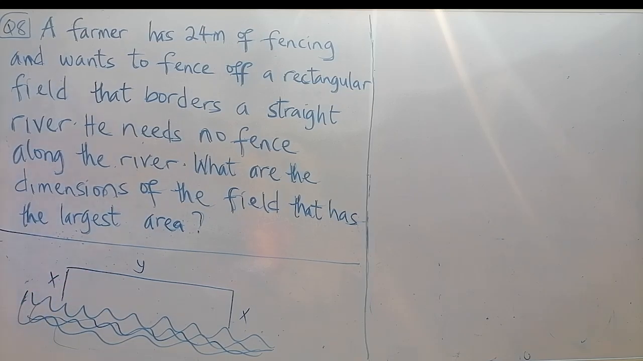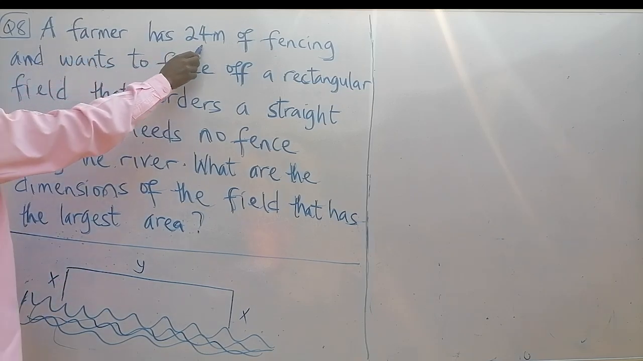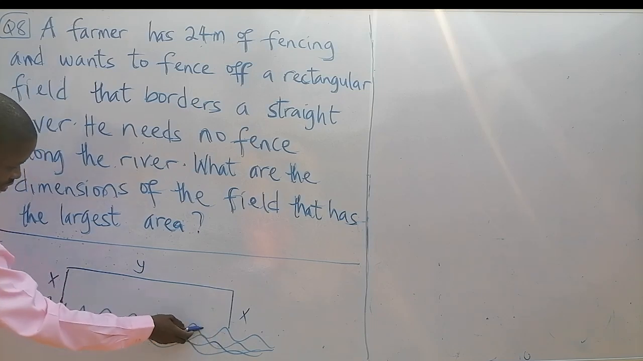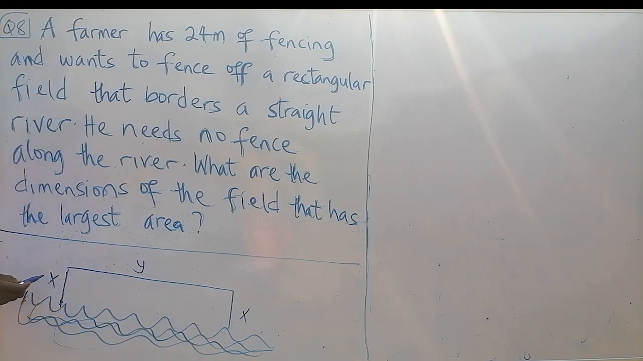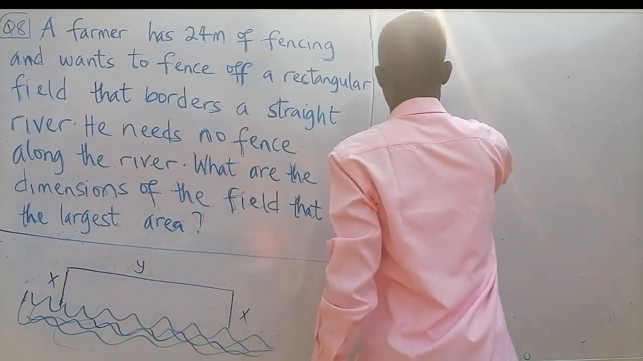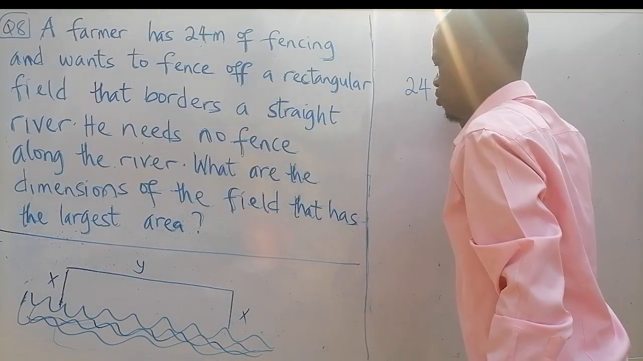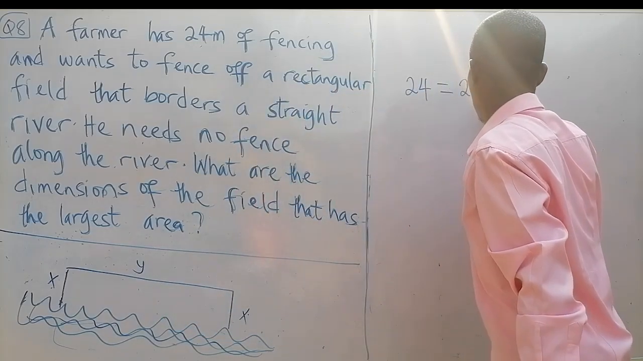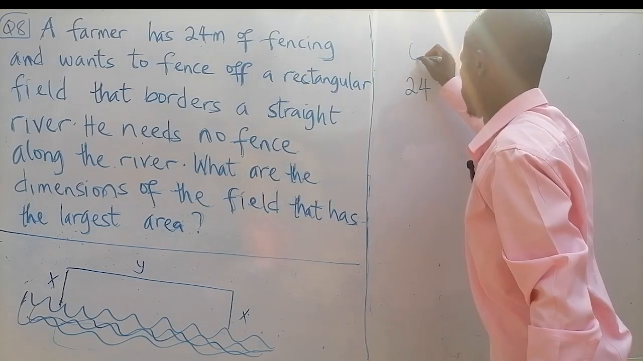So the first thing to do now, 24 meters of fencing. That will be the perimeter of that fence. The perimeter of the rectangle is not a complete one. This place is not closed; it's not fenced along the river. So we have 24 meters equal to this place plus this place. That's 2x plus y. That's our constraint.